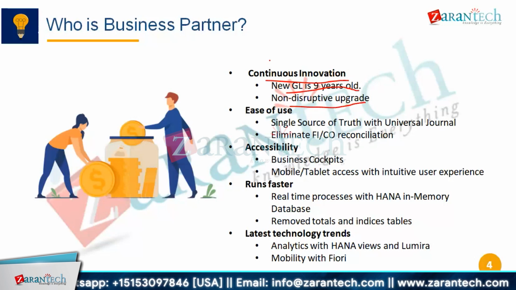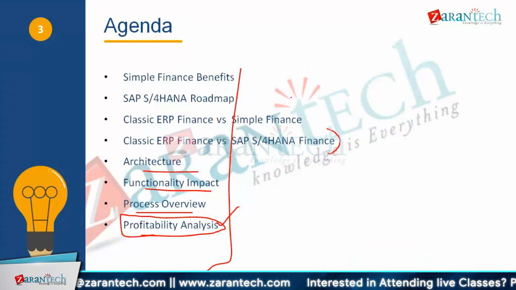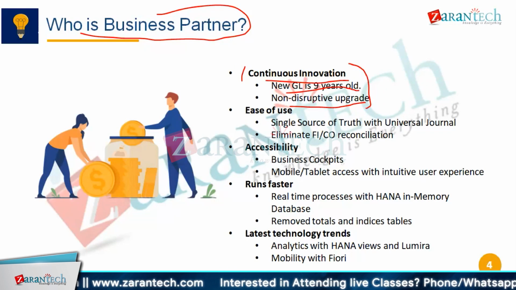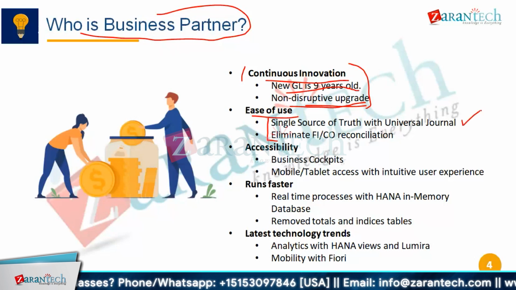So these are the benefits. We could say ease of use: a single source of truth with the universal journal. New GL is 9 years old now. Non-disruptive upgrade means we can do the upgrade without any disruption of the running system. Ease of use also brings the introduction of a single source of truth, which is called the universal journal, which we will see later.